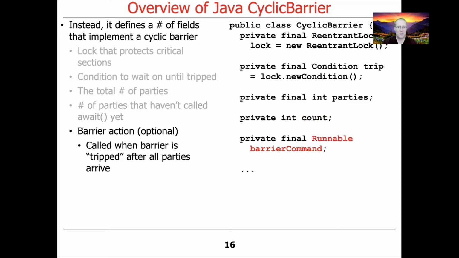And then it has another field called the barrier action. This is an optional field; you don't have to use it. But it's used when the barrier is tripped, in other words, after all the parties arrive and call await on it. If you've provided this barrier action or barrier command, as it's called here, then that action will be called and it'll get a chance to run before all the parties start the next phase of the cycle. It's a Runnable, so of course it has a run hook method that can be used to do something.